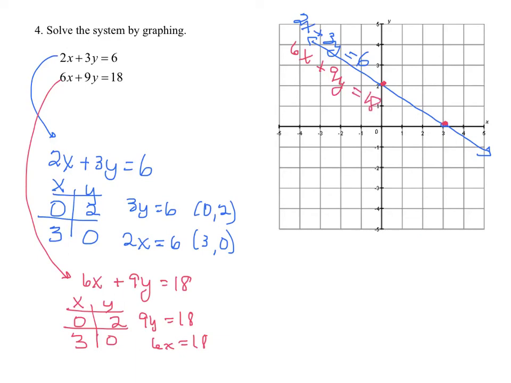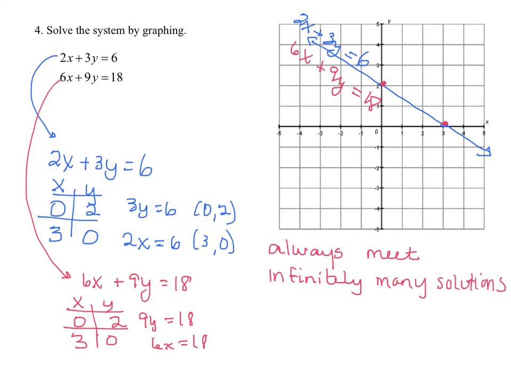Good? So, what is this? They always meet, right? Good. So there are infinitely many solutions. The system is called dependent.